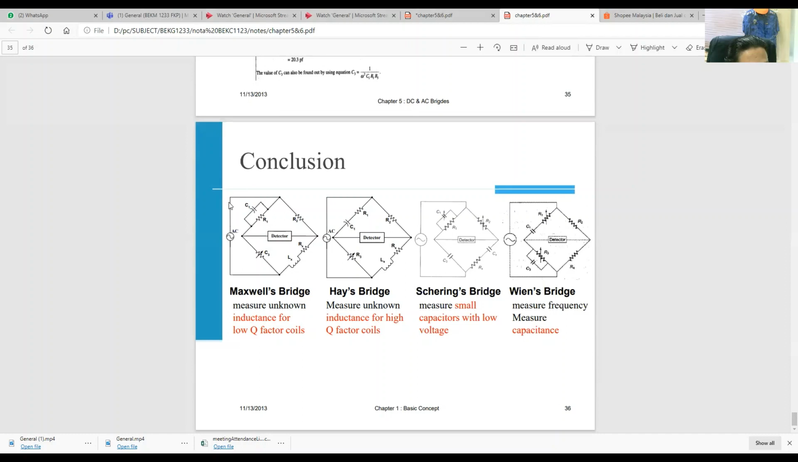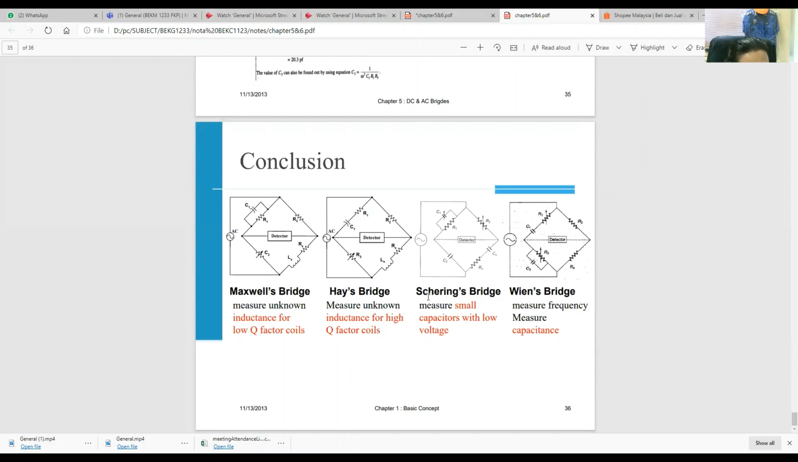You can see the difference between the Maxwell and Hay is on the Z1. For Maxwell, Z1 is a capacitor in parallel with a resistor, and for the Hay bridge it is a capacitor in series with a resistor. The rest is the same.